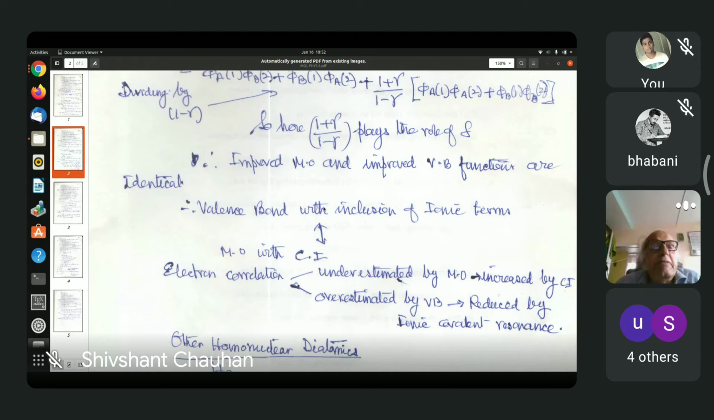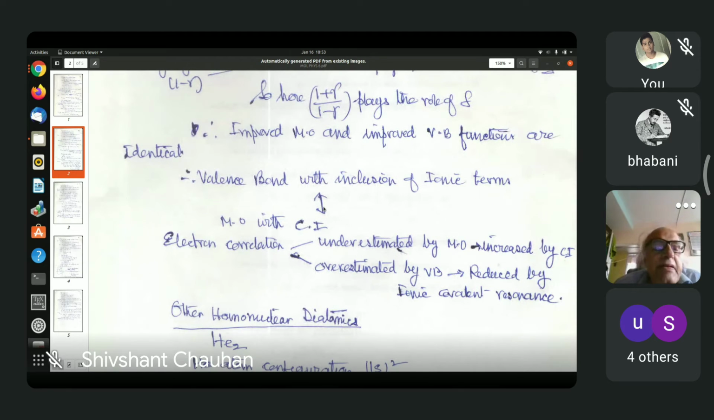How do you improve the molecular orbital wave functions? By including configuration interaction, the higher configuration. And how do you improve the valence bond wave function? By including ionic terms with the variational parameter. So in both cases, a variational parameter enters and the wave functions become identical. So the valence bond wave function with the inclusion of ionic terms is identical with molecular orbital theory with configuration interaction when you take the lowest, first excited configuration, rather, into account.